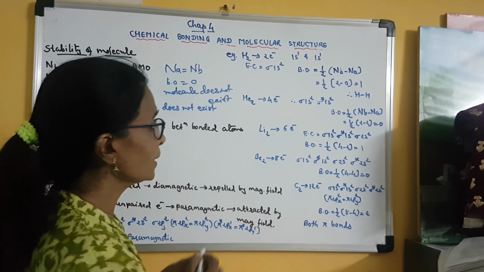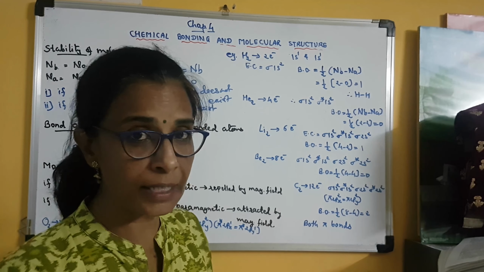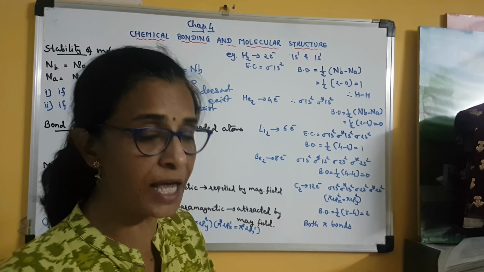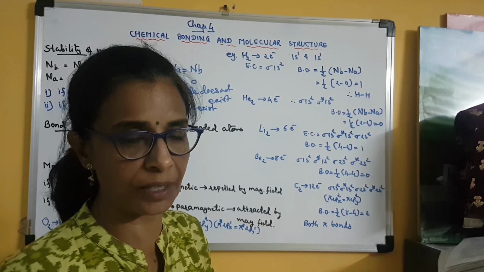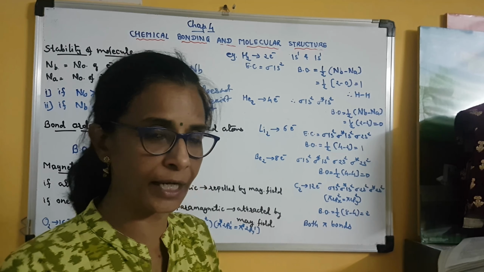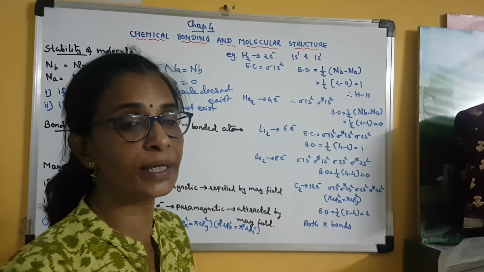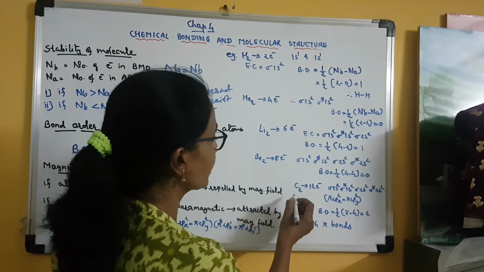Clear? Then B2 means boron. For that nothing is mentioned in the textbook, but if it is asked in the exam, then it is one and the same thing. Boron atomic number 5, so B2 means total 10 electrons. So you will have to arrange 10 electrons. Clear? And then you will be calculating bond order.